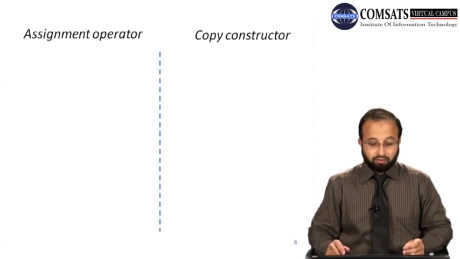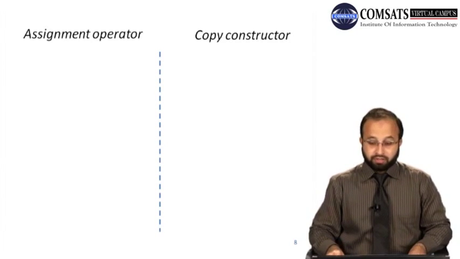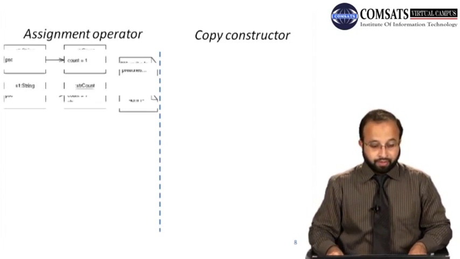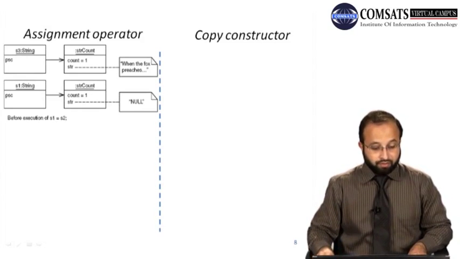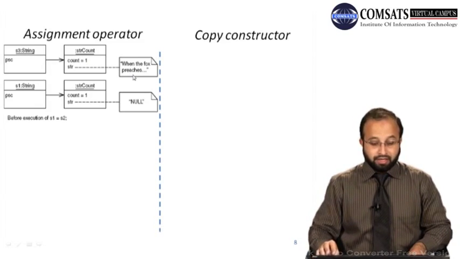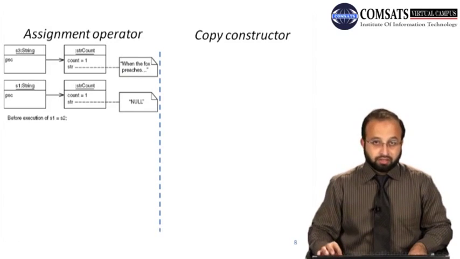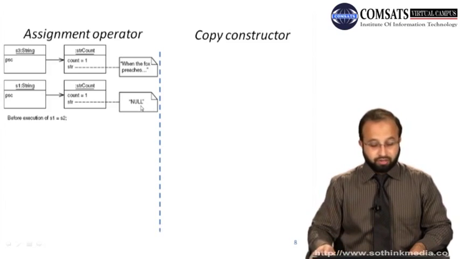Now a little bit of comparison between the assignment operator and the copy constructor, that is copy initialization. So we have a string object S3, an object of the string class, and S2, one object of the string class, pointing to a string count object whose count value is 1. This means that for this string, when the fox reaches, the S3 object of the string class is pointing to it, and the null string is pointed to by the S1 object of the string class, right. So this is before the execution of S1 is equal to S2, right.